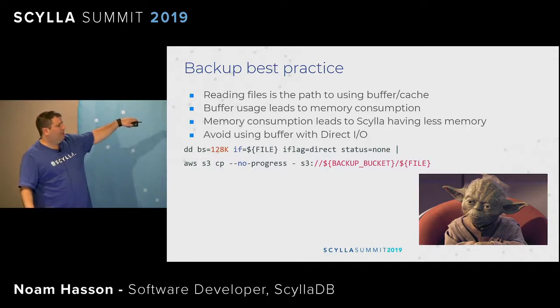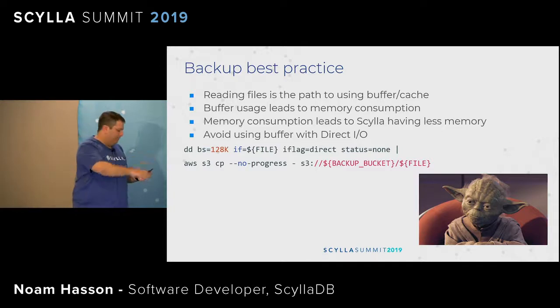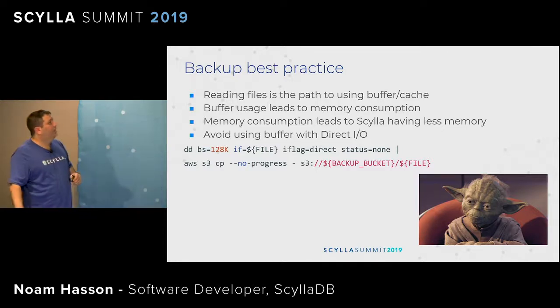This is an example of how we do backup. We use dd, we give it a flag of direct, and then we just pipe it to AWS. It doesn't always happen, but if you are building a solution, make sure to base it on direct I/O.